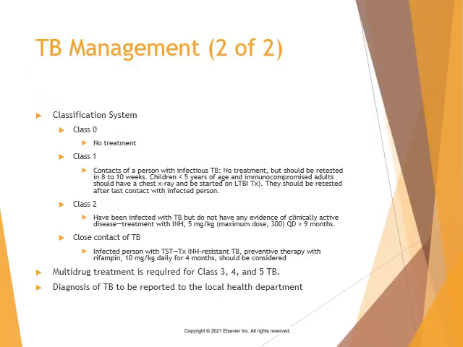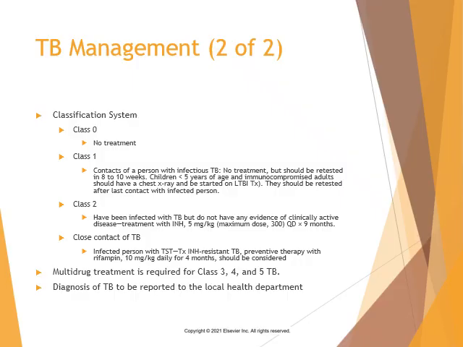The classification system for tuberculosis: class 0, no treatment; class 1, contacts a person with infectious TB, no treatment, but should be retested in 8 to 10 weeks. Children less than 5 years of age and immunocompromised adults should have a chest x-ray and be started on LTBI treatment. They should be retested after the last contact with the infected person.